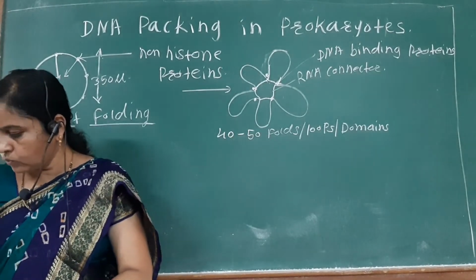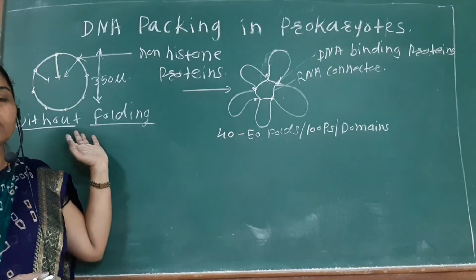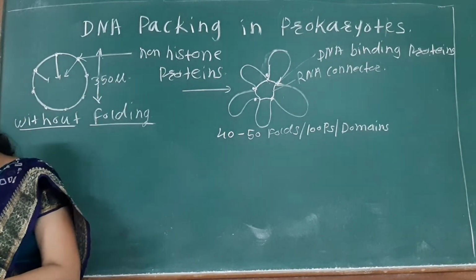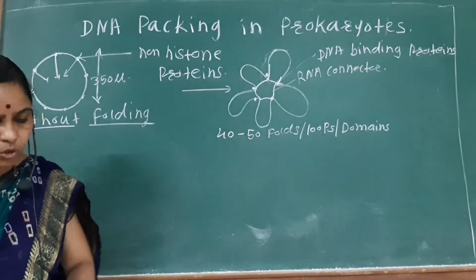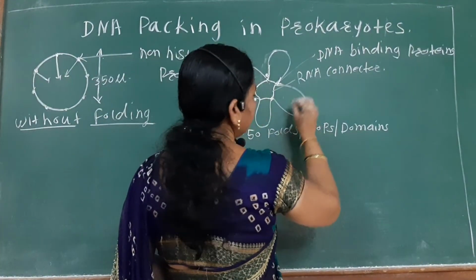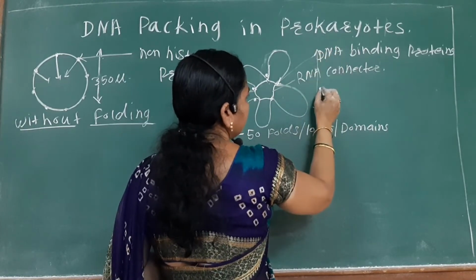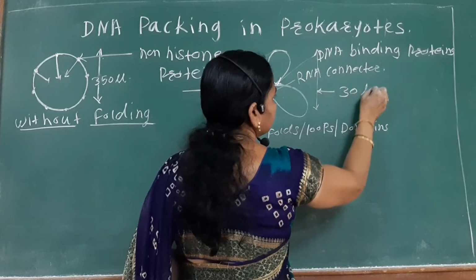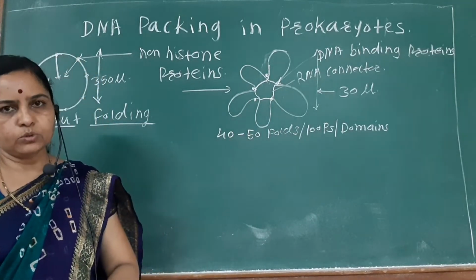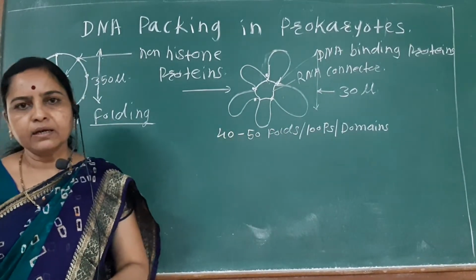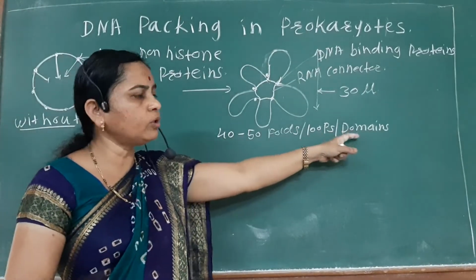Then what happens is that the diameter of the unfolded DNA, which is 350 micron, gets reduced to 30 micron. So the diameter of the DNA is reduced here. Okay, then next, each fold. Now how many folds are formed here? 40 to 50 folds, which we call loops or domains.